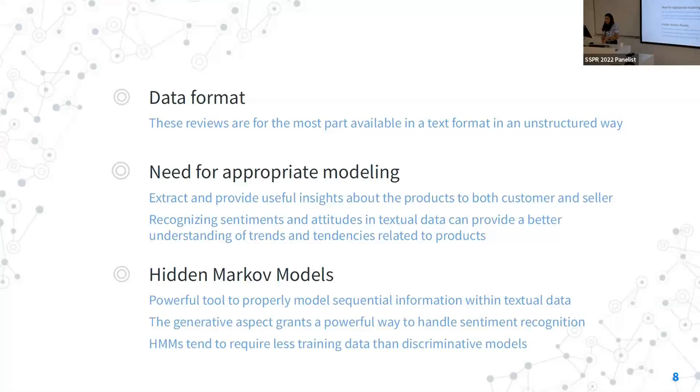Why we thought of hidden Markov models is because they are a powerful tool to properly model sequential information. The generative aspect grants a powerful way to handle sentiment recognition, and because of their very strong mathematical basis, HMMs tend to require less training data than discriminative models.